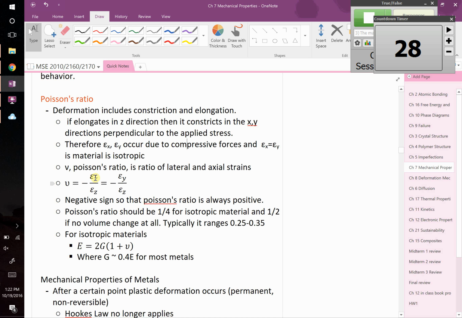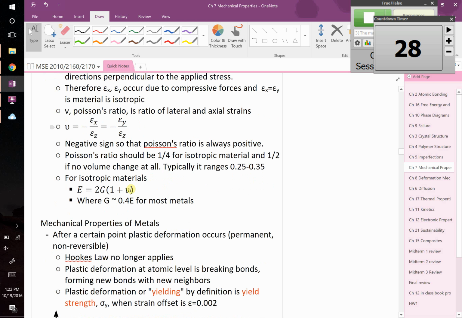Positive, if you're loading it in the z direction, so up and down, then you take the strain in either the x or the y direction and divide it by the strain in the z direction, which might be stretching, right? So under tension, you should get a positive value for Poisson's ratio, right? What are values typically? Somewhere between maybe 1/4 and 1/2, right? That's typical, and for a lot of metals, it might be between 0.25 and even 0.35.